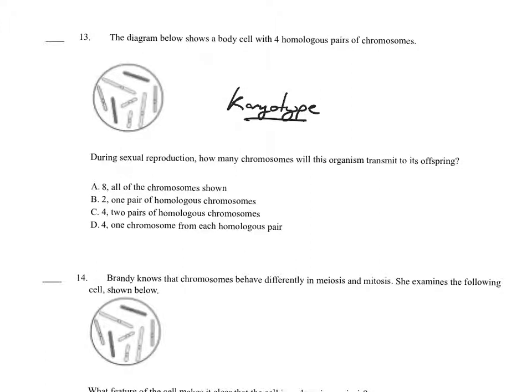Are we clear? During sexual reproduction, how many chromosomes will this organism transmit to its offspring if it has 4 homologous pairs? How many chromosomes is it going to give to its offspring? Four, 1 chromosome from each homologous pair. And you say C. Well, the answer is D.